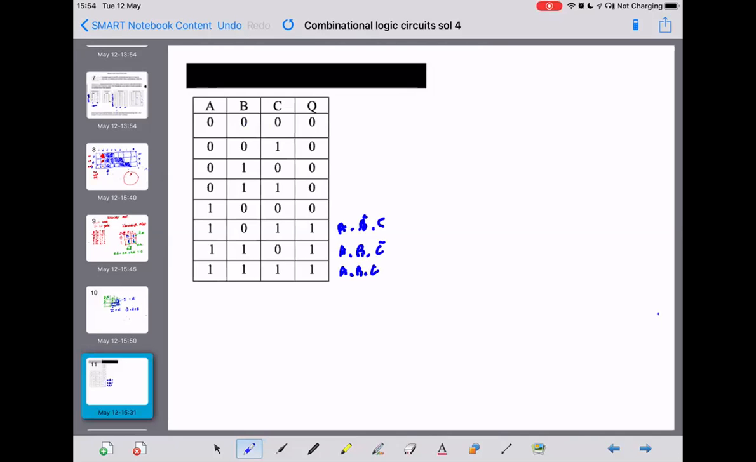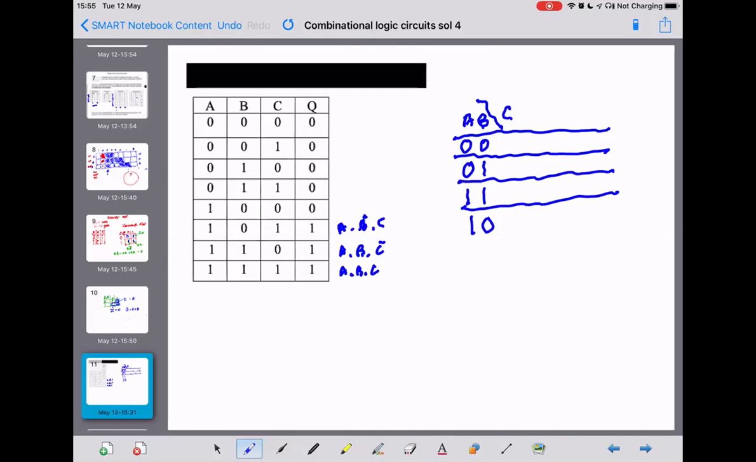The Karnaugh map this time has A, B in the left-hand column that can go 0, 0, 0, 1. This must be Gray code. So 1, 1, 1, 0. And then in here, we have the C column, which can be 0 or 1. So now we've got an 8-square Karnaugh map. Okay, everyone happy with that so far?